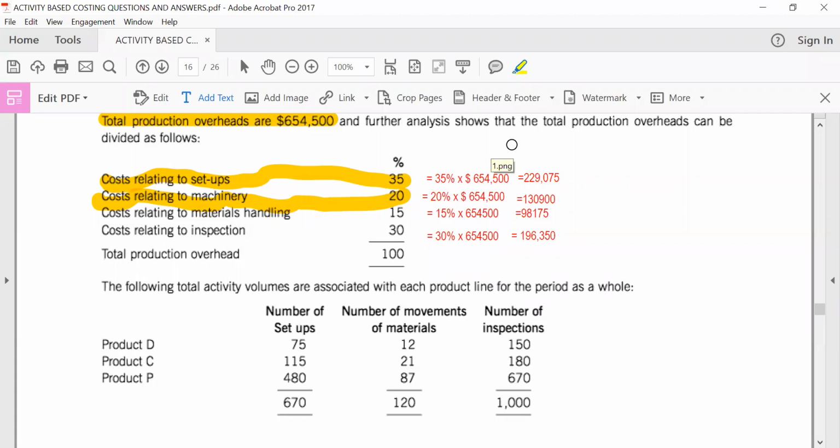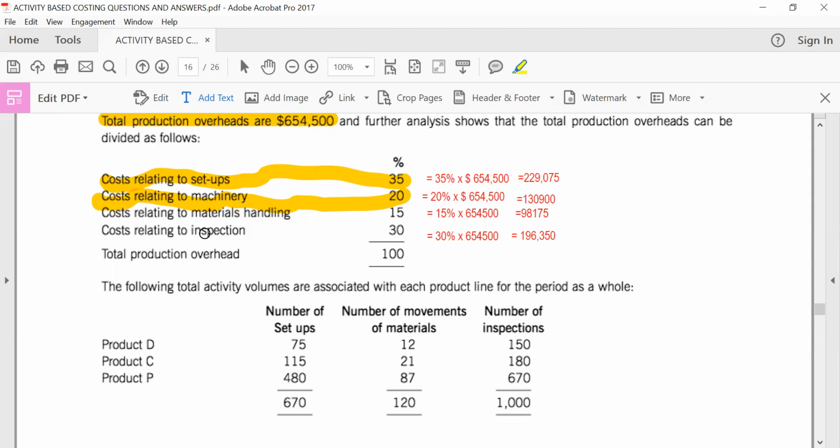But in activity-based costing, we do not lump all the total production overhead as one. We are supposed to see the different types of overheads, right? So this 654,500 you see here, part of this total overhead is setup costs. Part of this overhead is machinery cost. Part of this overhead is material handling cost. Part of this overhead is inspection cost. So activity-based costing will separate all the overheads. But absorption costing will put all the overheads as one, 654,500, and do the calculation. But that is bad to do.